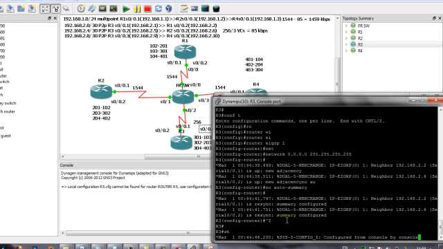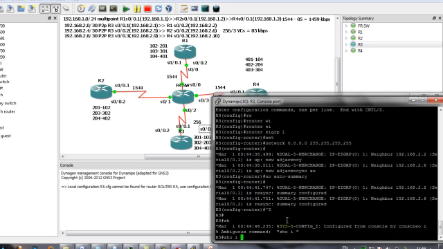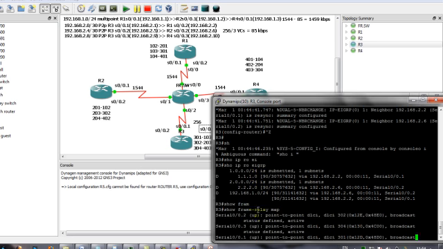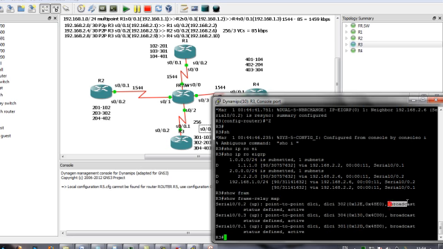So look at this. Show IP route EIGRP. Yes, look at this. Router 3 has contact with router 1 and router 2. Why? Because here, look at this, show frame relay map. Because here I have broadcast.